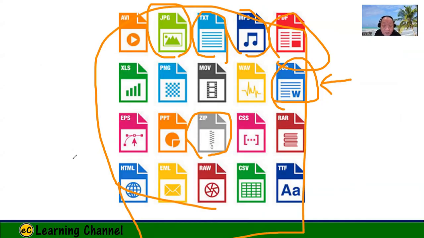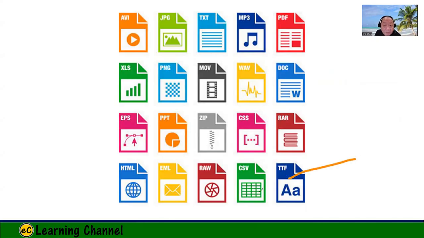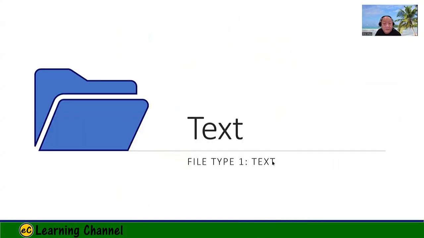So right here, something you may not know is this TTF, EPS, PNG. These are picture files. This one is a document file. This WAV is an audio file. CSV is for Excel. So these are the file formats you need to know. Your data is stored as a file with different formats.